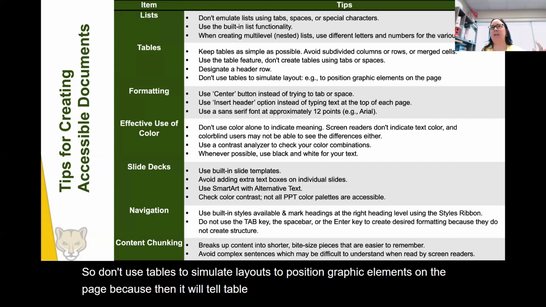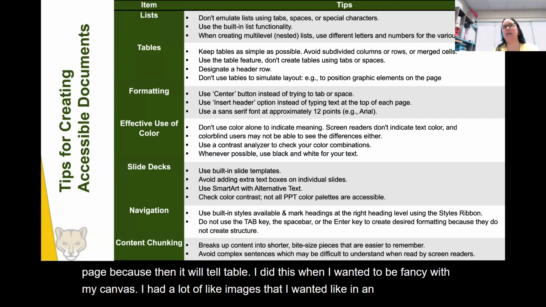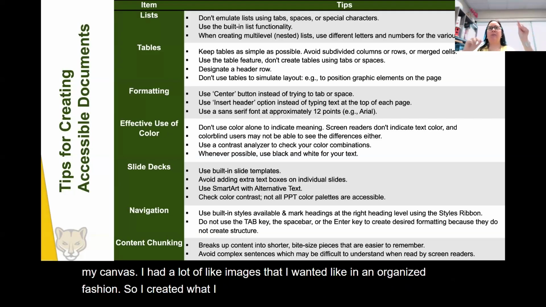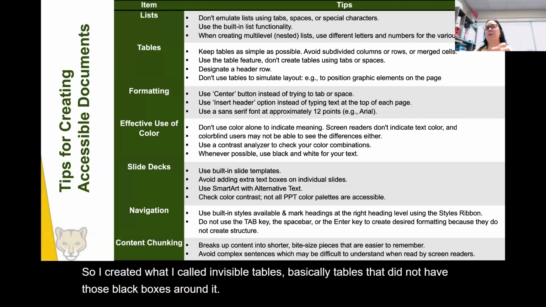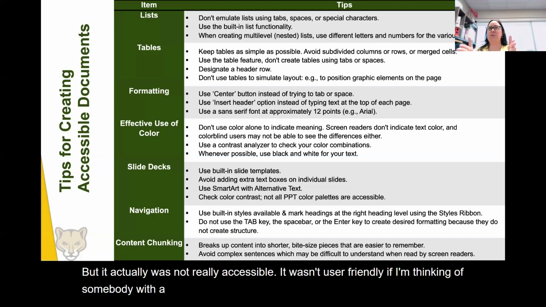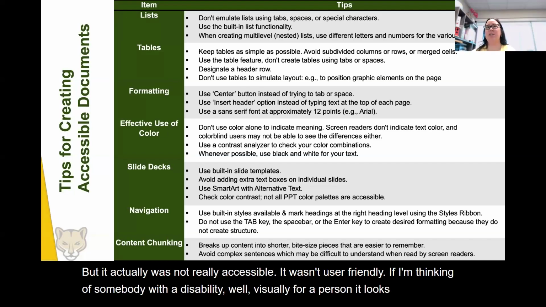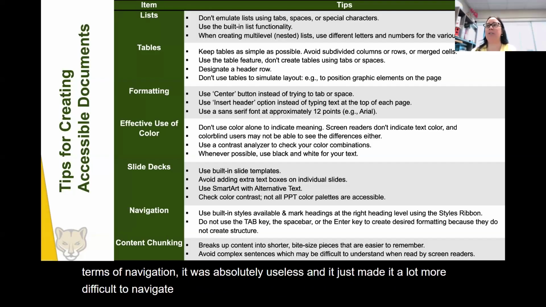I did this when I wanted to be fancy with my Canvas. I had a lot of images that I wanted in an organized fashion. So I created what I called invisible tables, basically tables that did not have those black boxes around them. But it actually was not really accessible. It wasn't user friendly. If I'm thinking of somebody with a disability, while visually it looks pretty, in terms of navigation, it was absolutely useless. And it just made it a lot more difficult to navigate the material that I want them to get into.